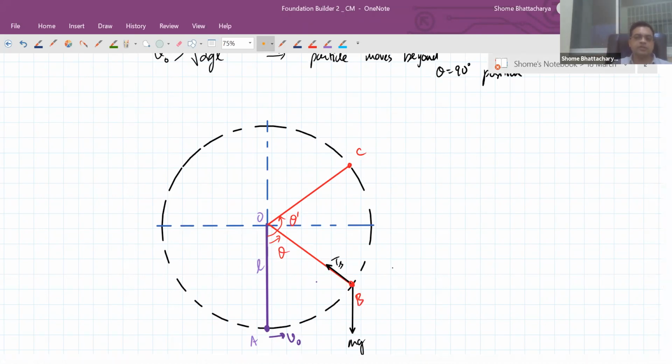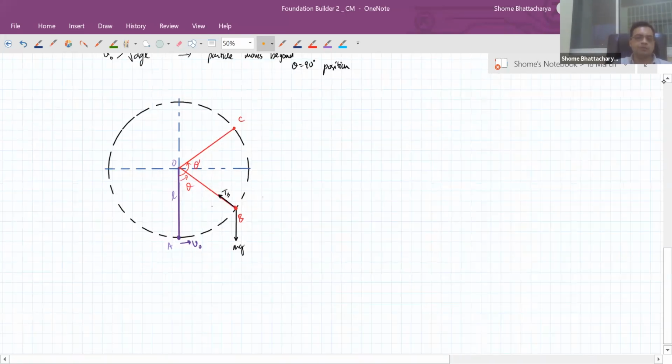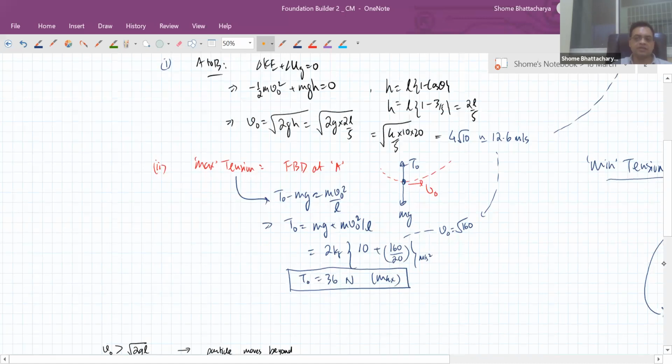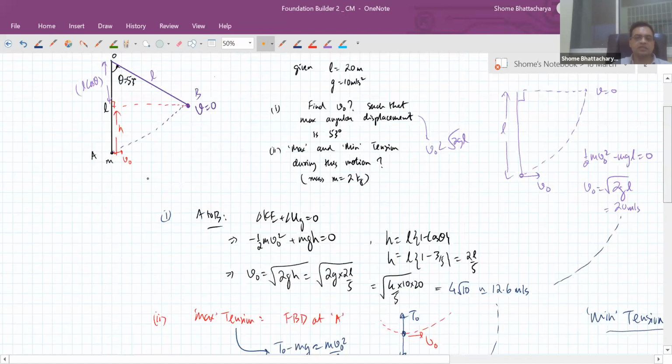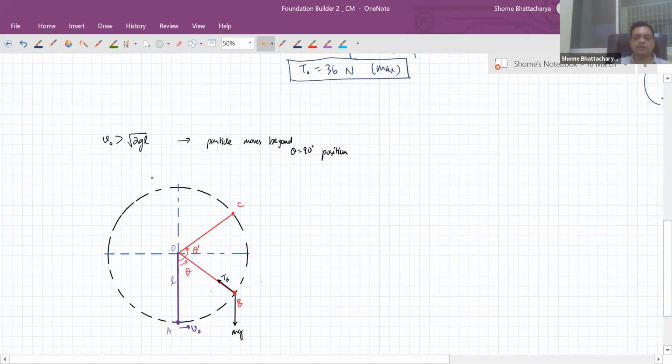No, this is not the next question, but I am explaining the next part of vertical circular motion. We'll come to solving of this part later. Now we are discussing that case where the speed is greater than root 2 gL. Till now we have discussed the cases where the speed was less than or equal to root 2 gL. So once you've given a speed of more than root 2 gL at the lowest position, this is what is happening. It's going beyond the 90-degree position.